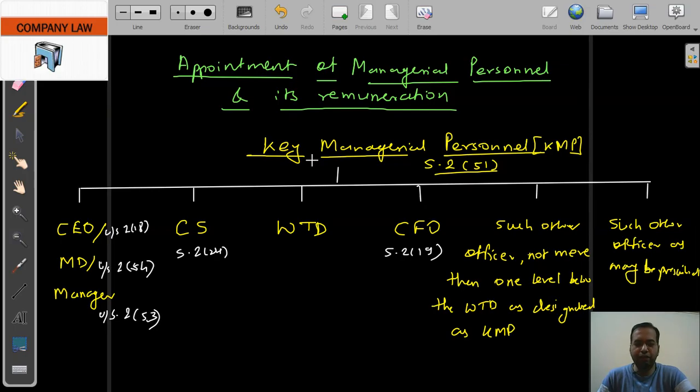Now there are two types: one is in employment, one is in practice. One who is in practice is defined under section 2 subsection 25 of the Act, that is, who is deemed to be in practice as per the Company Secretaries Act 1980.